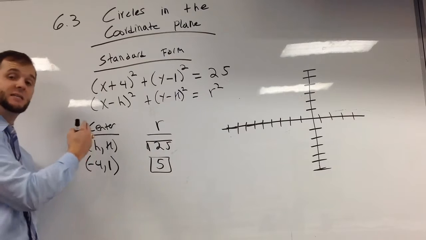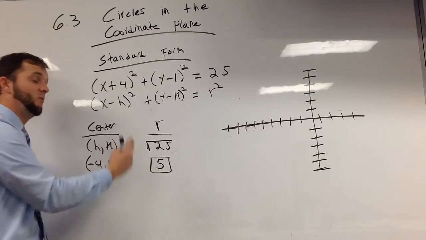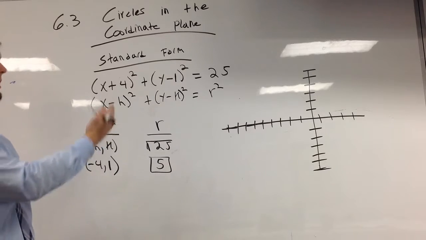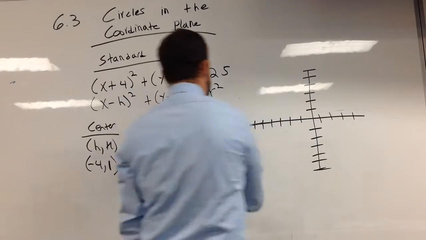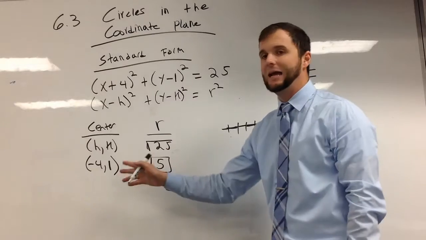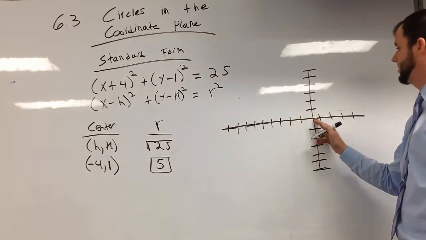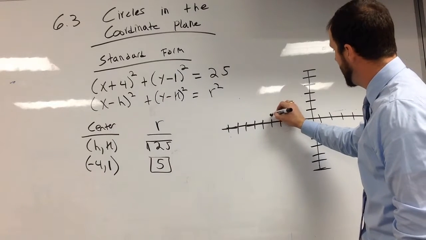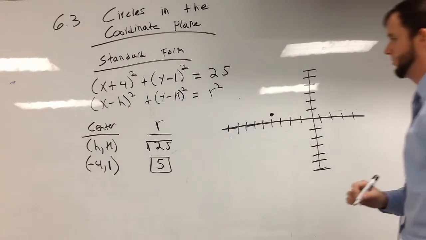So now that I have my center, and now that I have my radius, I now can graph this exact equation on a graph if I wanted to. So let's go ahead and do the center first. So my center is at (-4, 1). So starting from the origin, I'm going to go 1, 2, 3, 4, and up 1. So right here is going to be the center of my circle.